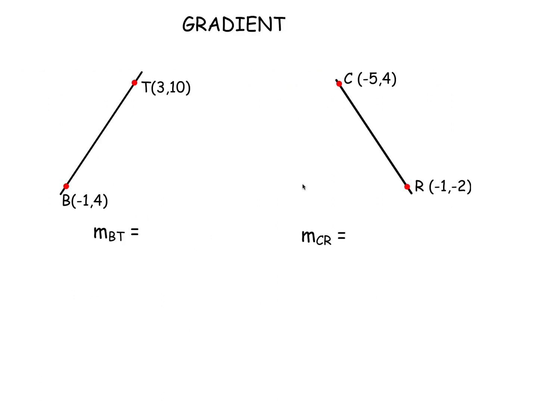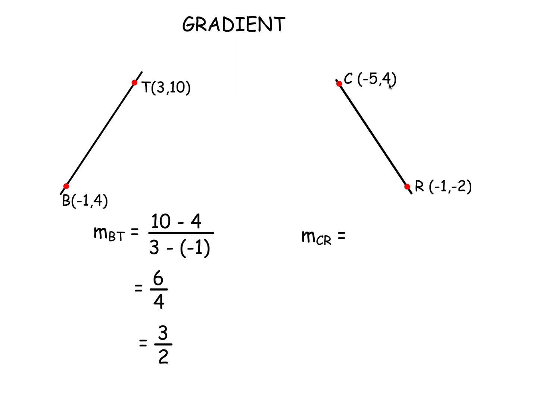So if we want the gradient here of BT, top minus bottom, 10 minus 4, bottom 3 minus -1. There it is. 10 minus 4 is 6, 3 minus -1 is 3 plus 1, which is 4. That simplifies, top and bottom both divide by 2, simplifies to 3 over 2. So leaving it as 3 over 2 rather than 1.5.